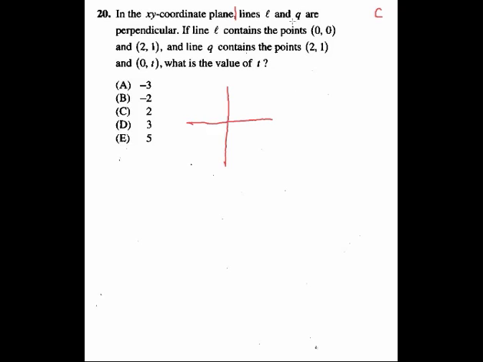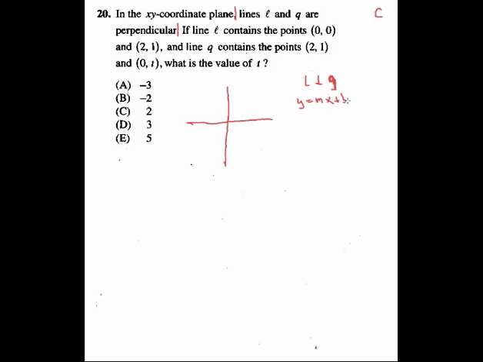Lines L and Q are perpendicular. Okay, so let's just write that down. L is perpendicular to Q. And, not G, but Q. The first thing that you want to know is because they're lines, it follows y equals mx plus b.